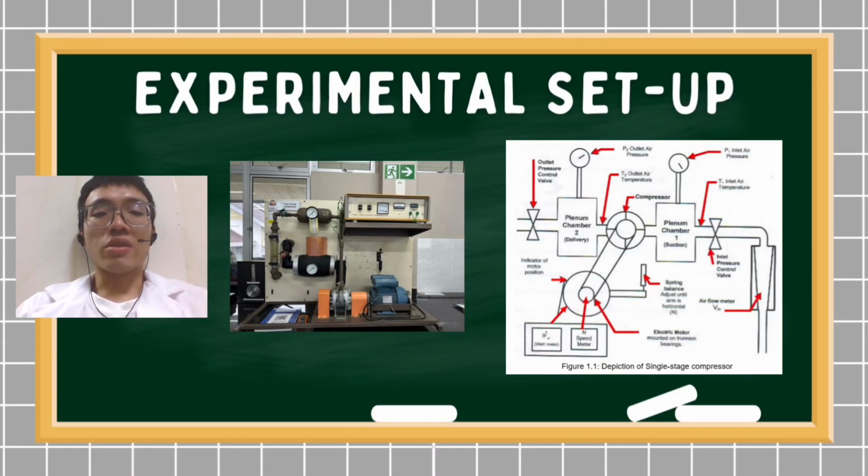This figure shows our experiment setup, at its core a single stage compressor. Next, the figure shows the description of the single stage compressor. First, the air enters from the air flow meter to the inlet pressure control valve. After that, in pressure chamber 1, the air pressure and the temperature are detected. The electrical motor connects to the compressor. The electrical motor has a spring balance, which needs to be adjusted until the arm is horizontal. And the air passes through the compressor to enter pressure chamber 2. The outlet air pressure and the temperature are detected. Finally, the air exits from the outlet control valve.